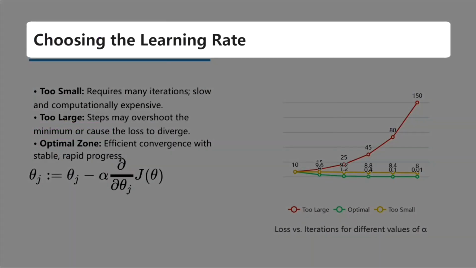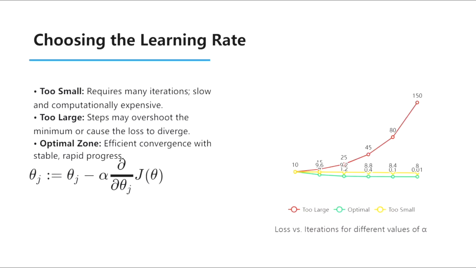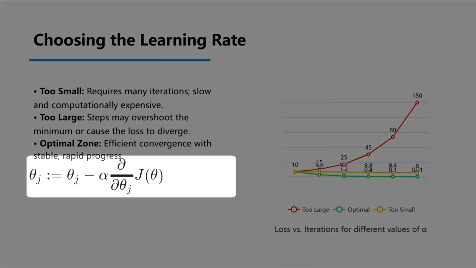Having just played with the simulation, you've seen how sensitive the descent is to the step size. Now, let's formalize the logic behind choosing the right learning rate. In our update rule, alpha acts as the scaling factor. It determines the magnitude of the change we apply to our parameters based on the current slope.